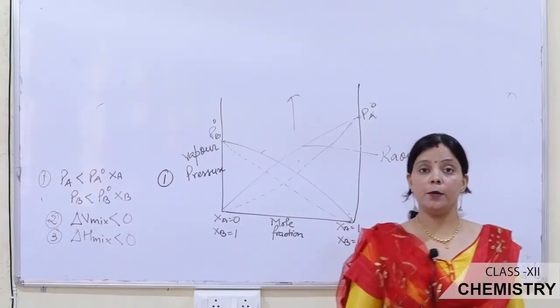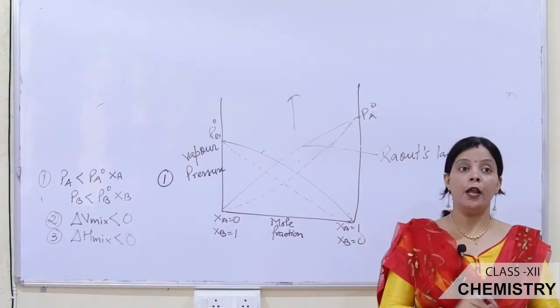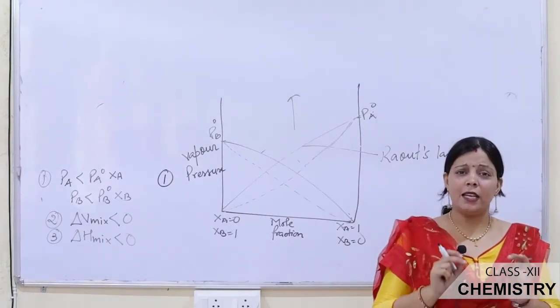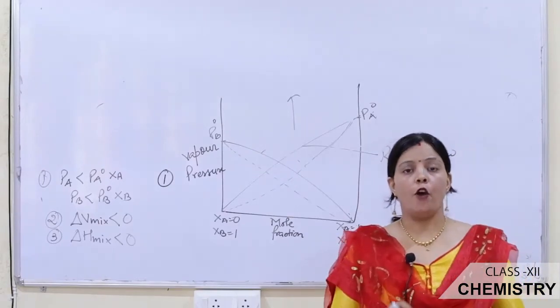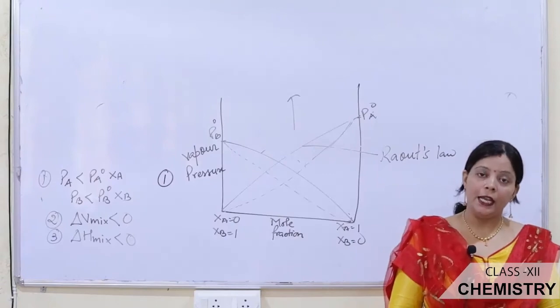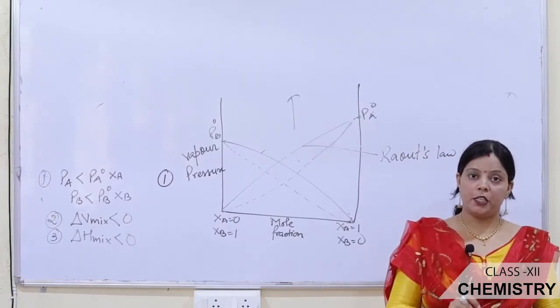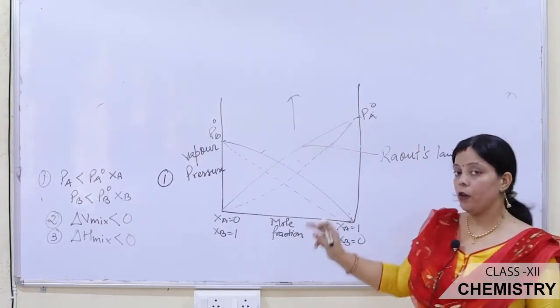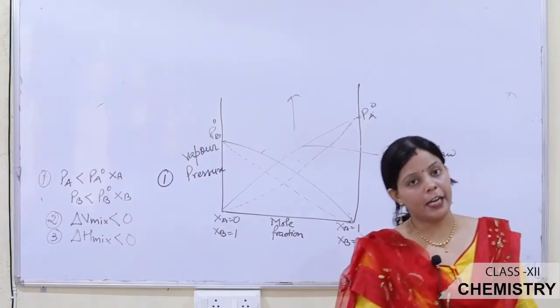And when the interaction between the solute and solvent is more, fewer molecules are available to escape in the form of vapor, and consequently a decrease in the vapor pressure is observed in the case of the non-ideal solution showing the negative deviation.